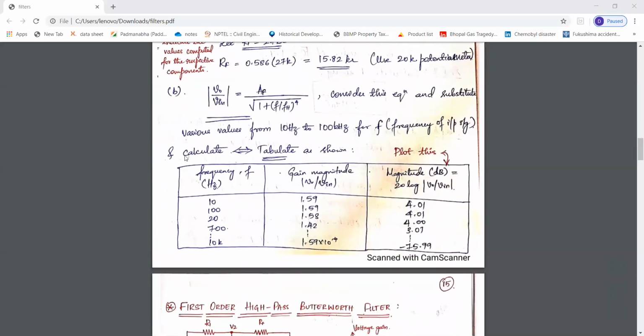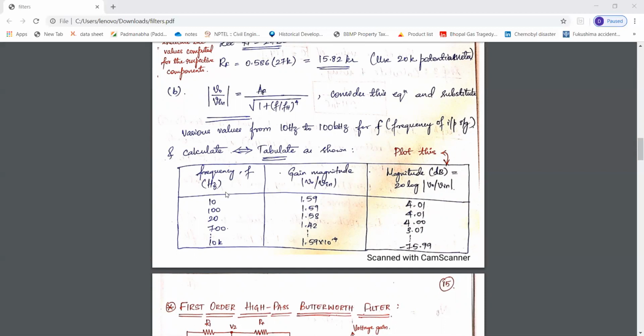Next, we have to draw the frequency response of the network. In order to draw it, first we need to find out the magnitude. First we'll tabulate this table. First column will be frequency, second column will be the magnitude of the gain. Next will be magnitude in dB, that is 20 log V0 by V in. We will tabulate it for the frequency ranging from 10 Hertz to 10 kilohertz.